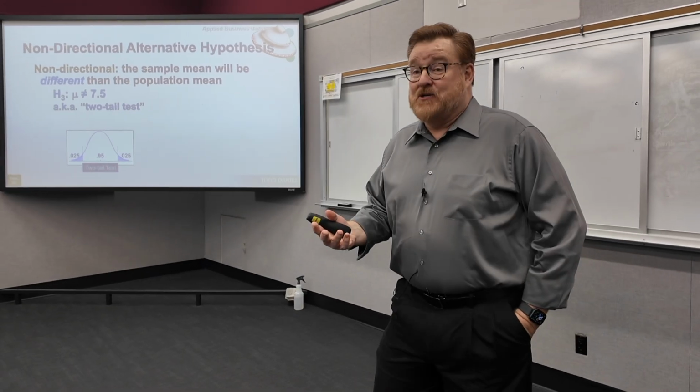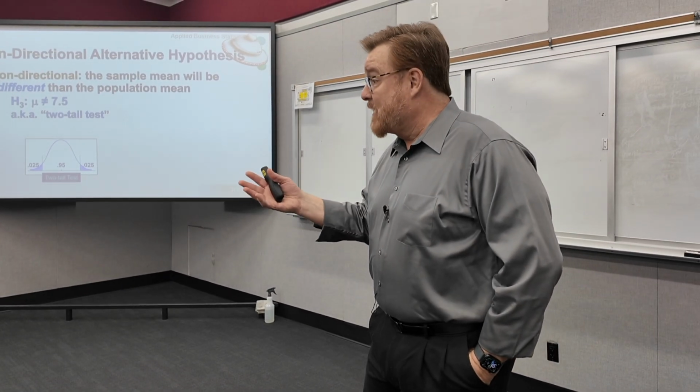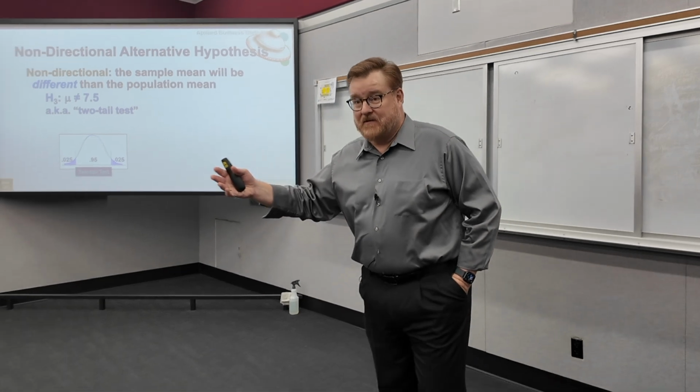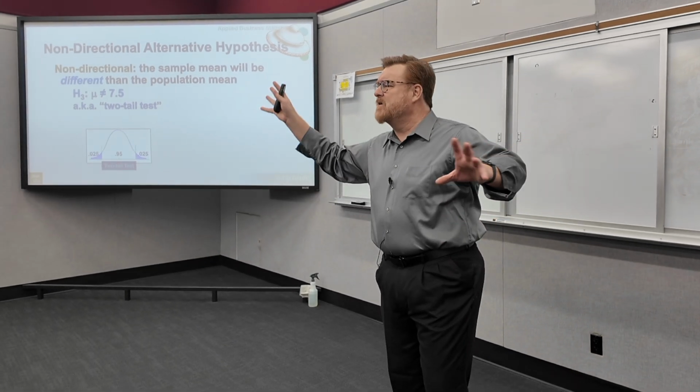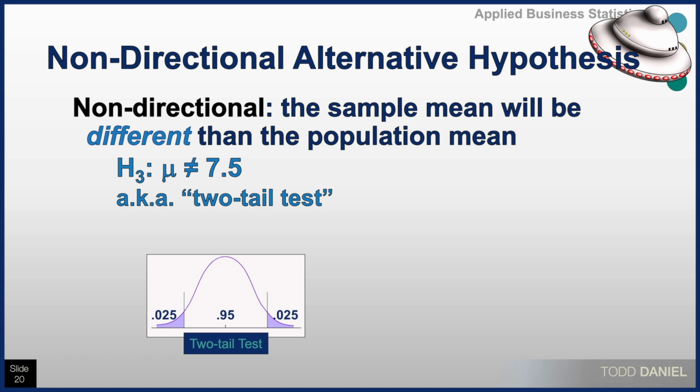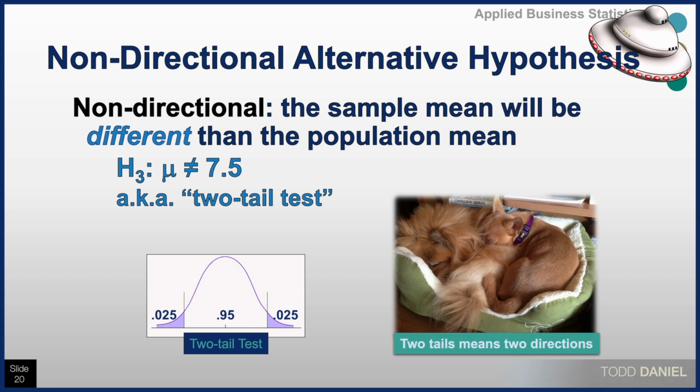A non-directional hypothesis would be like the one that we began with, where I said will be different. I'm saying different, not higher, not lower, just saying there will be a difference between the sample mean and the population mean. Changes in either direction would be useful. And I want to know about changes for an increase or for a decrease. When you have two tails, it can go in two directions.